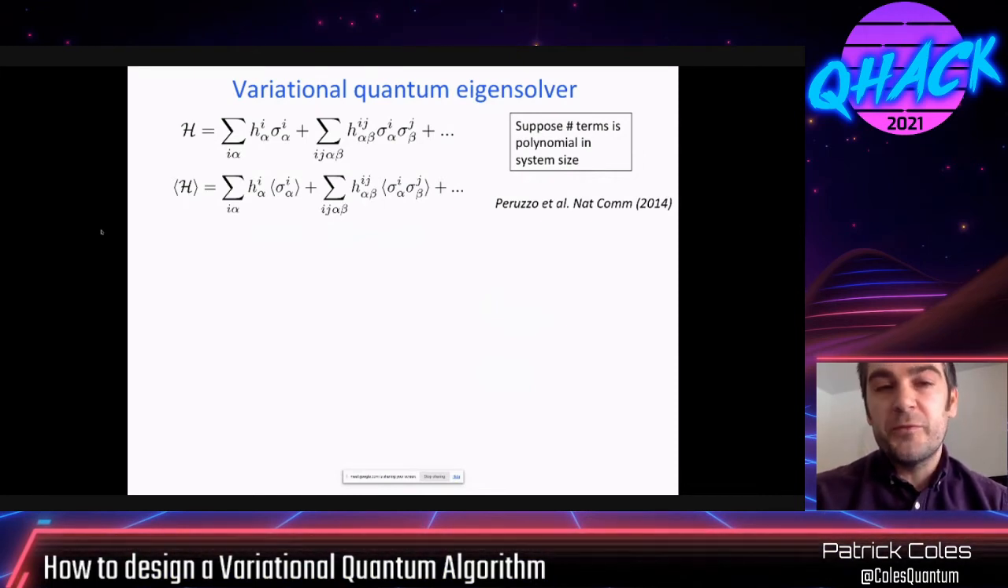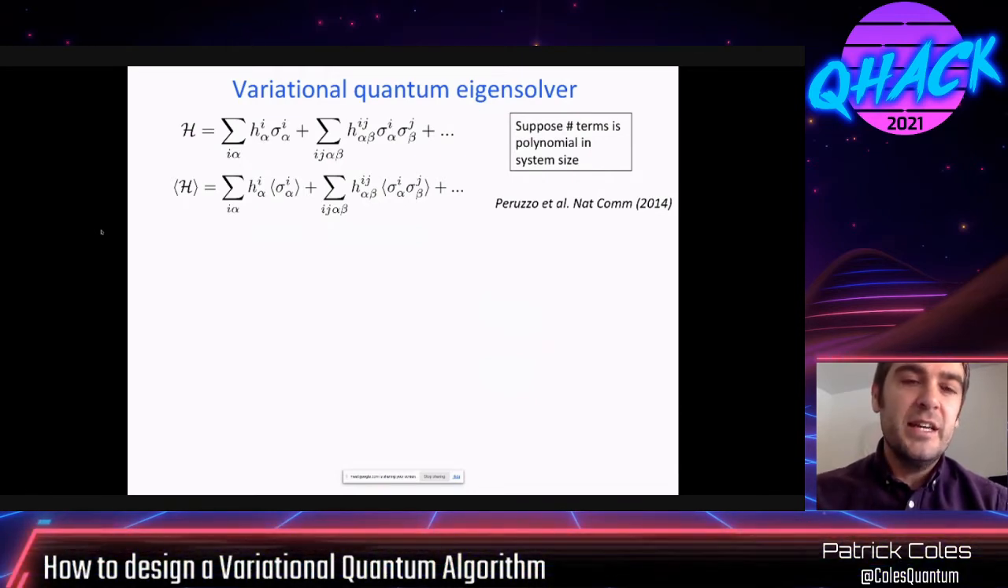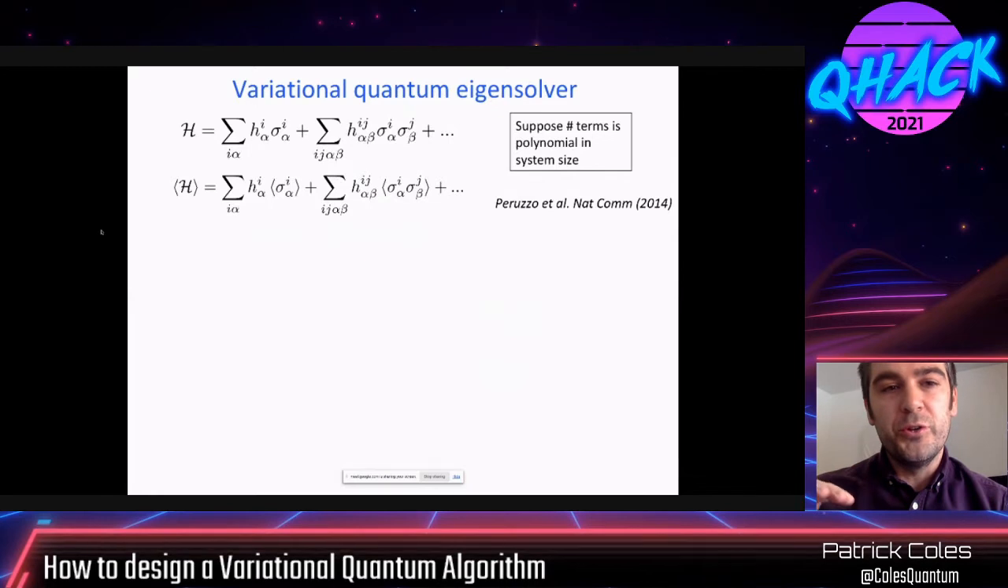And so the first step is to express the Hamiltonian as a linear combination of Pauli operators. And we assume that the number of terms in that expansion is small, and in particular, growing only polynomially in the system size. And that's necessary because in order to evaluate the expectation value of that Hamiltonian, you're going to do it term by term, where you evaluate the expectation value of each individual Pauli operator on the quantum computer, and then you classically sum them up with the appropriate weights.